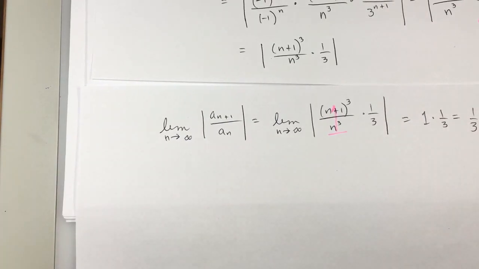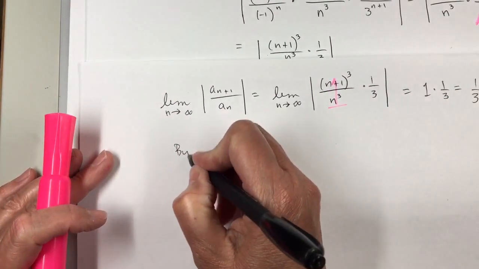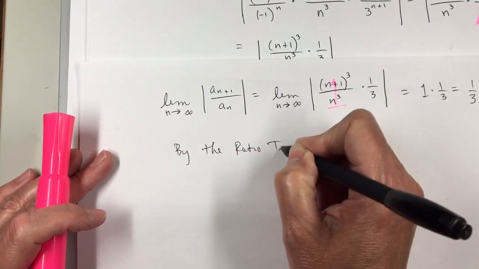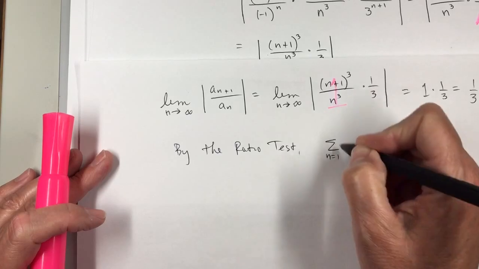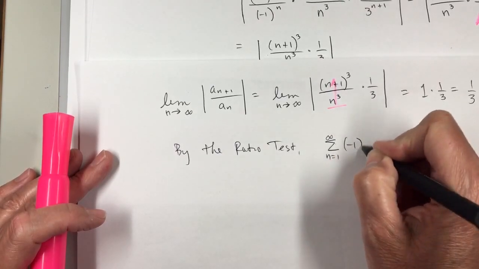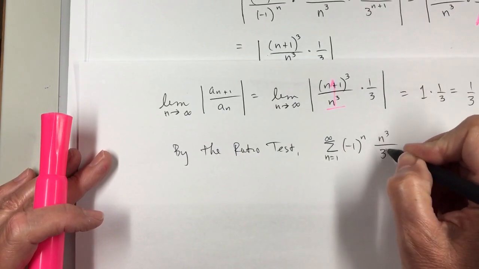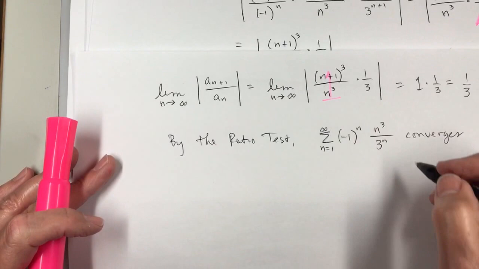I got a number. It is less than 1. So by the ratio test, this series converges absolutely. By the ratio test, this series, as n goes from 1 to infinity, -1 to the n times n cubed over 3 to the n, converges absolutely.